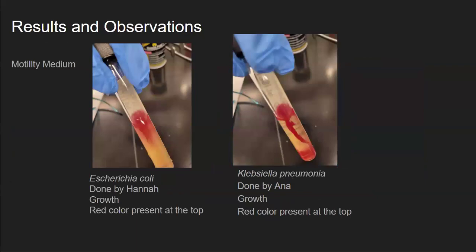Motility medium. Escherichia coli had growth and red color present at the top, and so did Klebsiella pneumoniae.